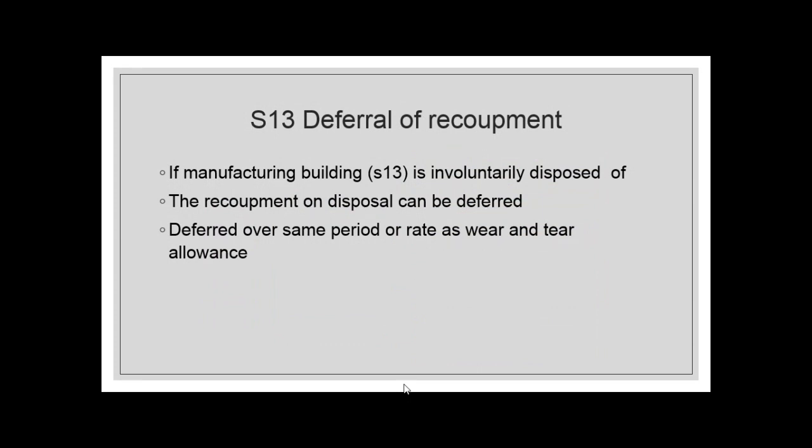That is the only deferral that you guys need to be aware of for recoupments. There are other ones, but this is the only one they will test. Okay, so the one for manufacturing buildings, if you have to dispose of it, let's say it burns down, so it's involuntary, whatever recoupment you make on that building, you spread it over the original write-off period. So for buildings, it's 5%, so it would be over 20 years. Okay, so that is the rule. Just remember that. We are going to look at an example like this in one of the questions today, so you can make a note there as well.